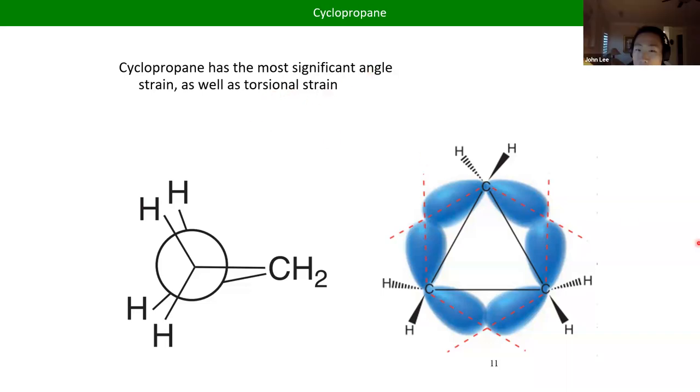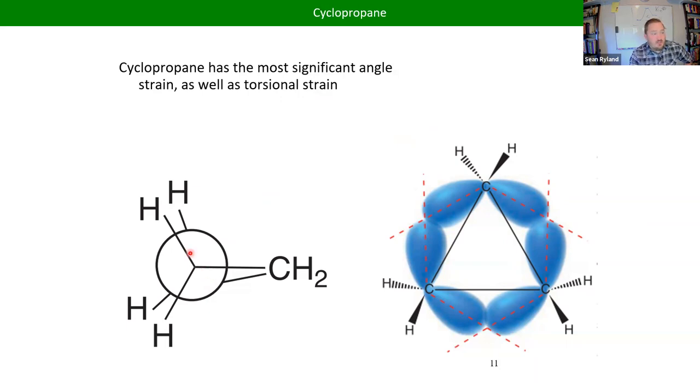So Sean, on the image on the right, you can't really see the torsional strain, right? Correct. You can see the angle strain. Yes, that's exactly right. The image on the right is showing the angle strain and how those bonds are weaker because you can't have the orbitals overlapping as much. The image on the left is showing you the torsional strain.